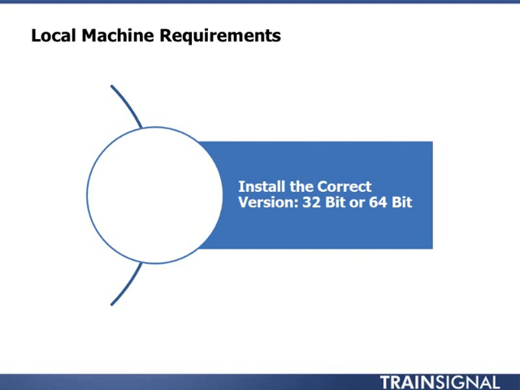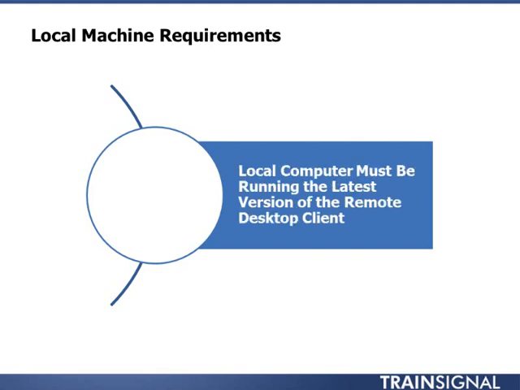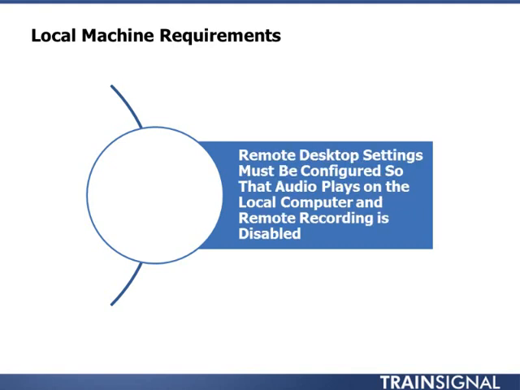The VDI plugin also comes in two formats, a 32-bit and a 64-bit version. You have to make sure that you install the correct version for the platform that you're running on. The local computer must also be running the latest version of the remote desktop client. And on the local computer, the remote desktop client settings must be configured so that the audio plays on the local computer and so that the remote recording is disabled.